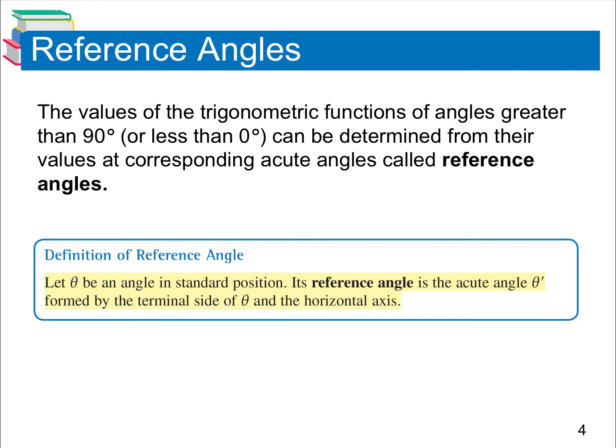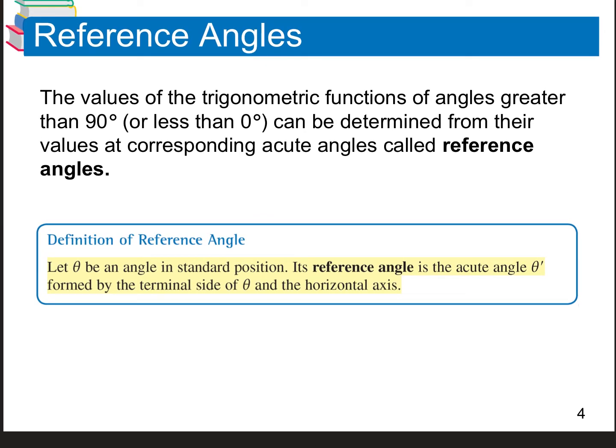Okay. Now we're going to talk about reference angles. And you need reference angles when you're trying to find out trig functions of special stuff. All right, we'll talk about it in a second. But there are two things that are really important about reference angles. Values of trig functions of angles greater than 90 can be determined from the values corresponding acute angles called reference angles. Right here it says let theta be an angle in the standard position.